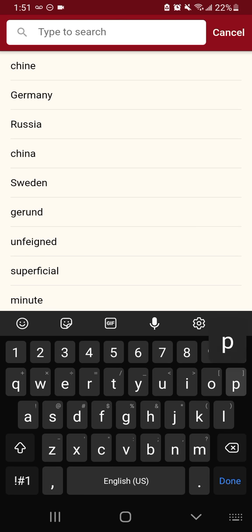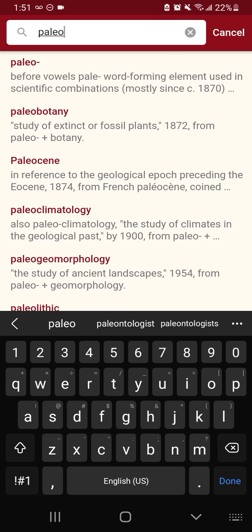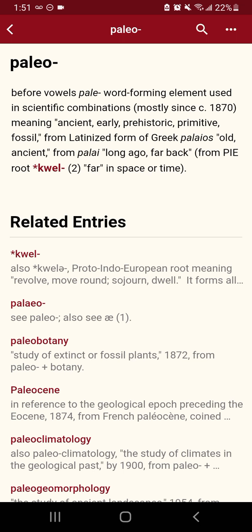Paleo, and forgive me for any background noises. Paleo usually comes with a dash, meaning it's usually another word that's connected with it that comes behind it. Before vowels, pale, word forming element used in scientific combinations, mostly since circa 1870, meaning, here's the meaning, ancient, early, prehistoric, primitive, or a fossil, meaning something very, very old, old beyond old.